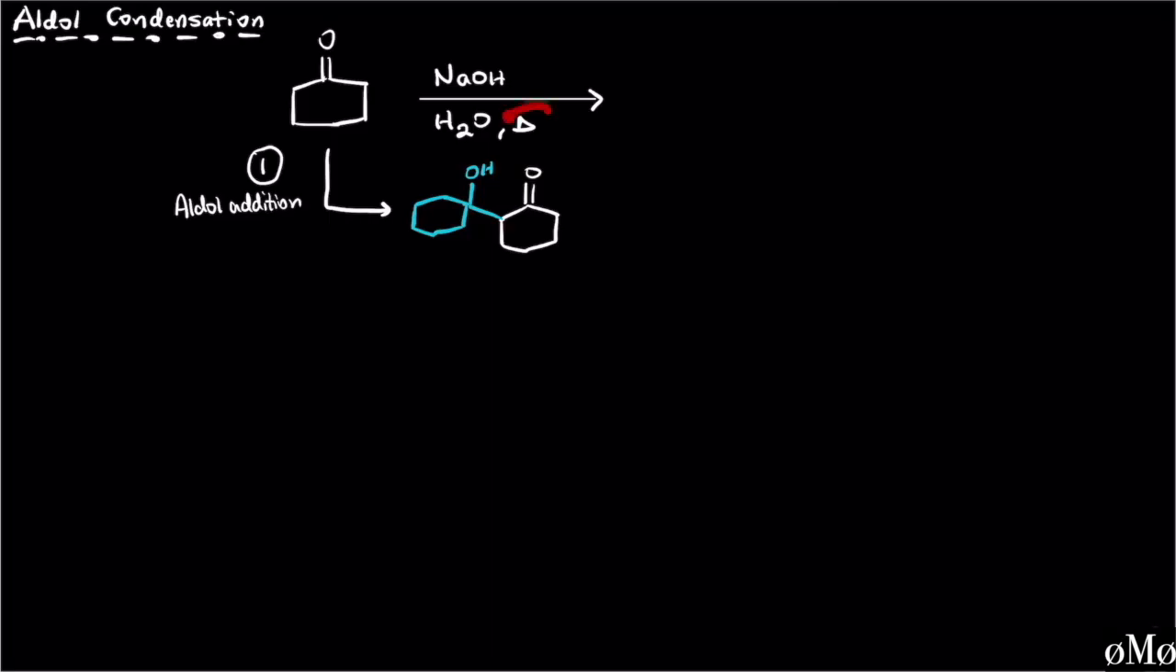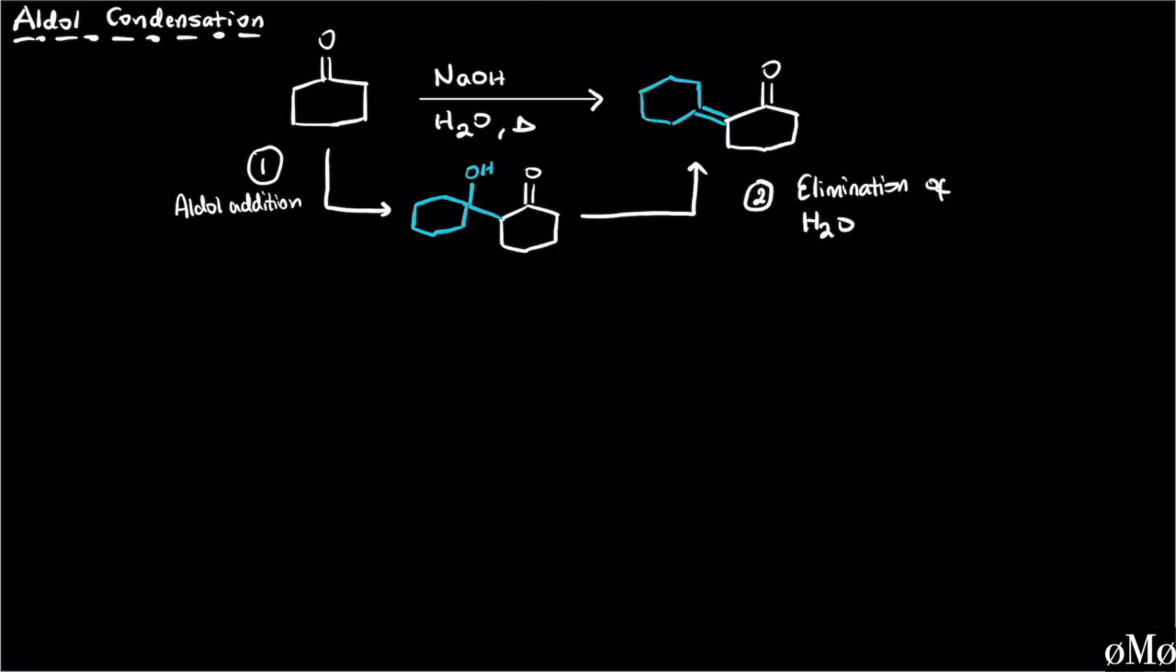But you then realize, okay, we also have heat in this system, which means that your aldol addition product can actually undergo elimination to form your alpha beta unsaturated ketone. And so the next reaction in this sequence would be the elimination of your H2O from this particular molecule to then form your alpha beta unsaturated ketone.